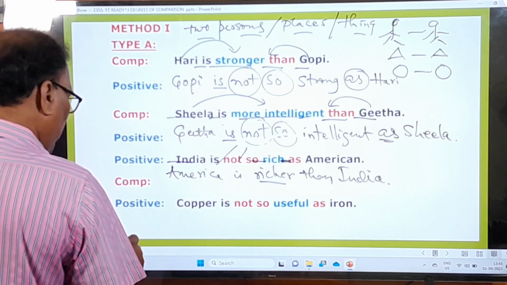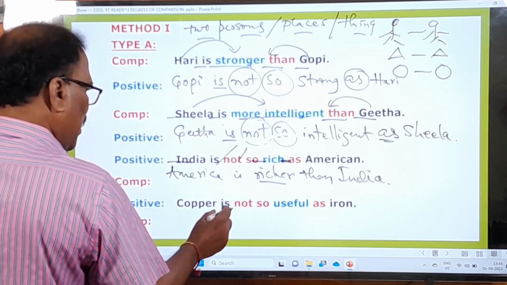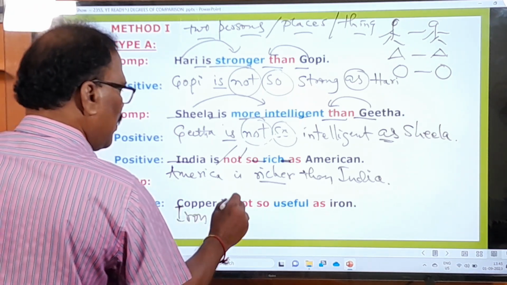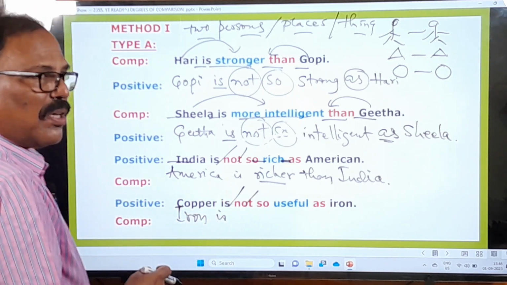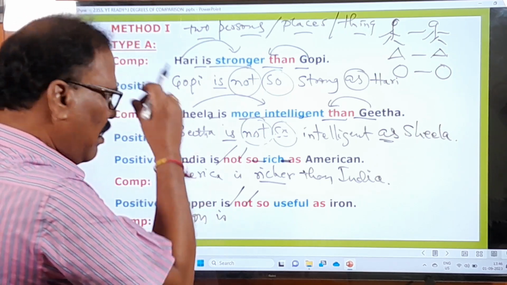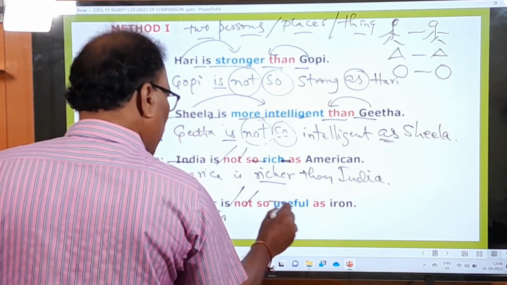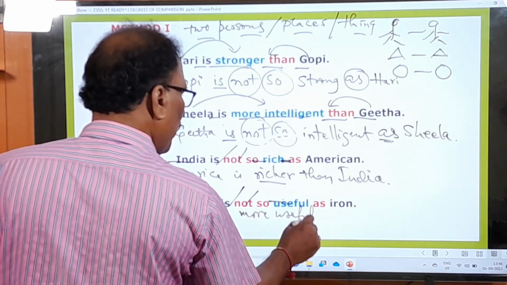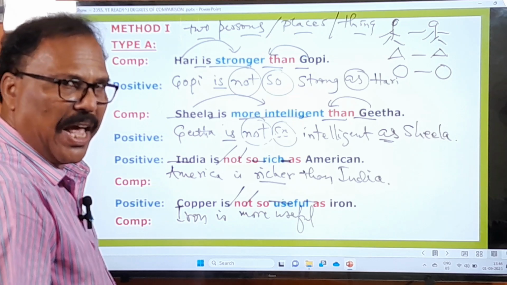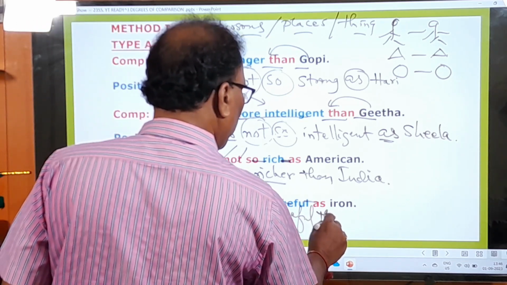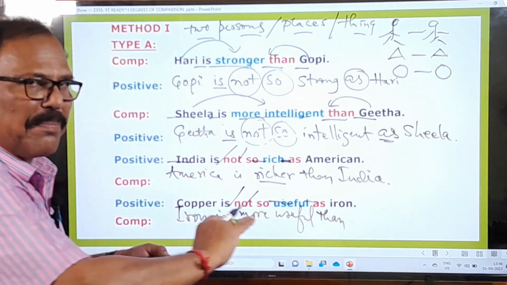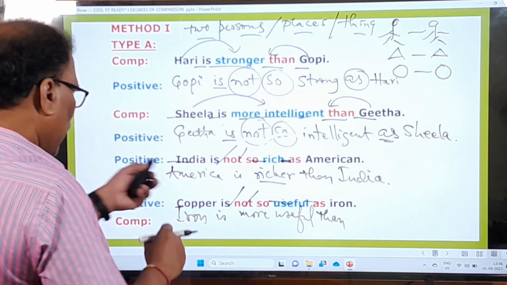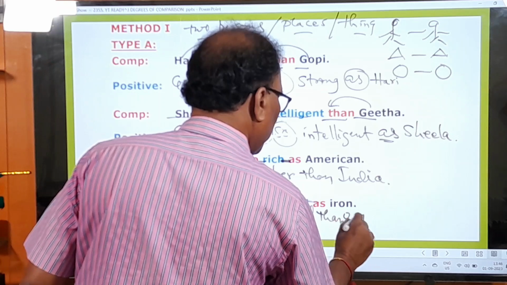And change it to comparative. What is that? Yes, iron is not so. These are the words you use on your own, okay, from your pocket. And then this more useful. What's the comparative of that? Is more useful. Why did you use as instead of than? So put it that way. Carefully you have to. If you can practice sentences like this, after some time you become perfect in that. And you take this copper back.